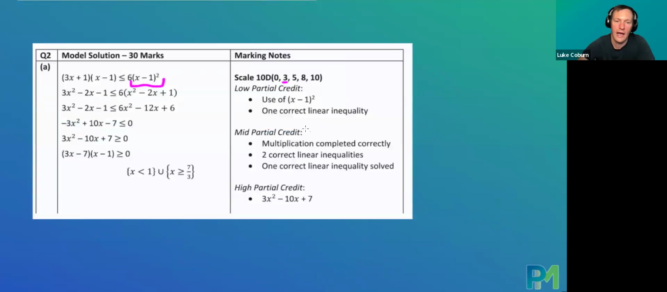Okay, so then it says, so now the other thing says if we've multiplied across. Yeah, so I think if we have, what's it mean, 2 correct linear inequalities? So I think it means if we get to the next line, basically, and then the high partial credit is getting to this part here.